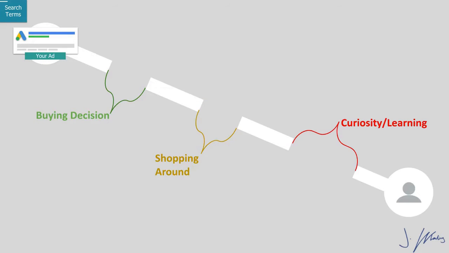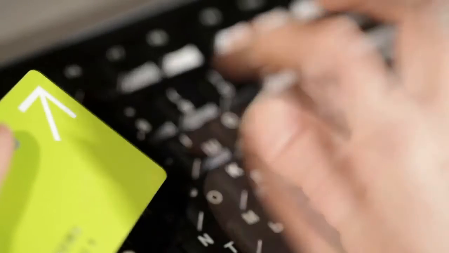So if we break down one of these lines here, we can see first a curiosity and learning. They're just trying to figure out whether or not they even need your product or solution. Then once they know they need your product or solution, then they're shopping around. And finally, they're ready to make a buying decision. Now, what's important is the type of search that each one of these people are making is different at each phase. So what we want to do is make sure we're only bidding on keywords at the very top when they're actually ready to make the buying decision, as opposed to just shopping around or curiosity and learning.